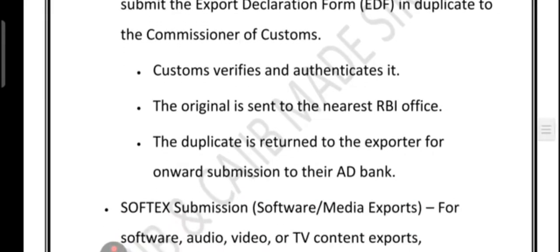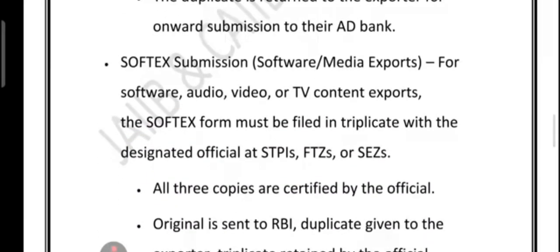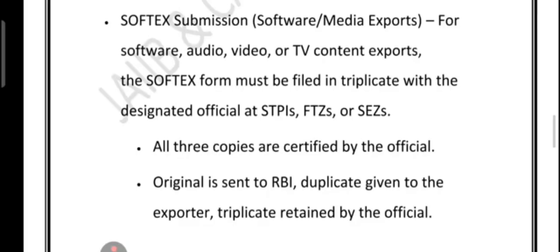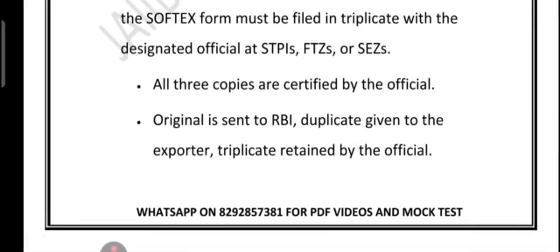Now, if you are exporting software, audio, video, TV content, you won't use EDF. Instead, you will use the Softex form. This form is given in triplicate, meaning 3 copies, to a designated officer at a place like STPI, FTZ or SEZ. All 3 copies are stamped and signed, and then the original goes to RBI, 1 copy comes back to you, and 1 stays with the officer. Once you receive the payment from your foreign buyer, your AD bank will keep the duplicate EDF or Softex form for their record, right?